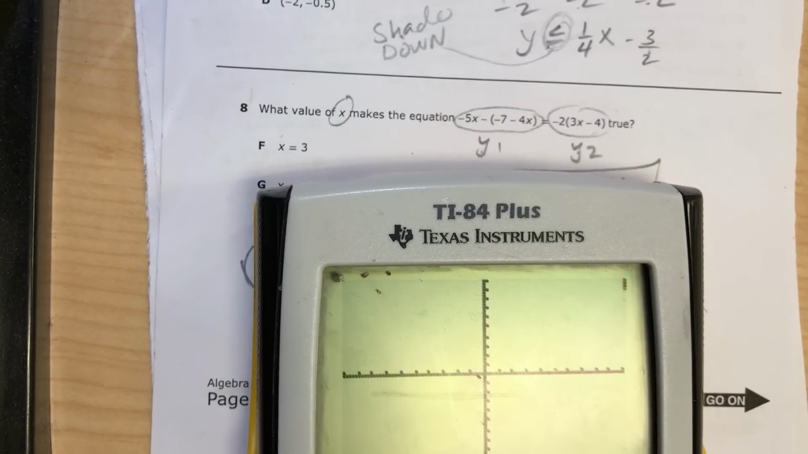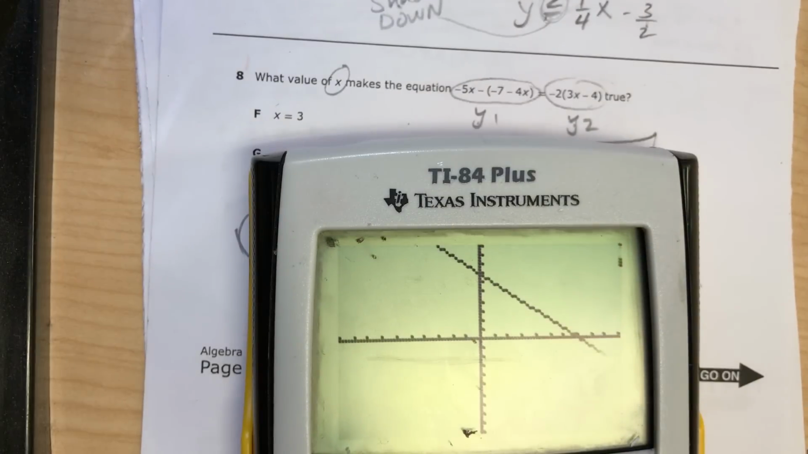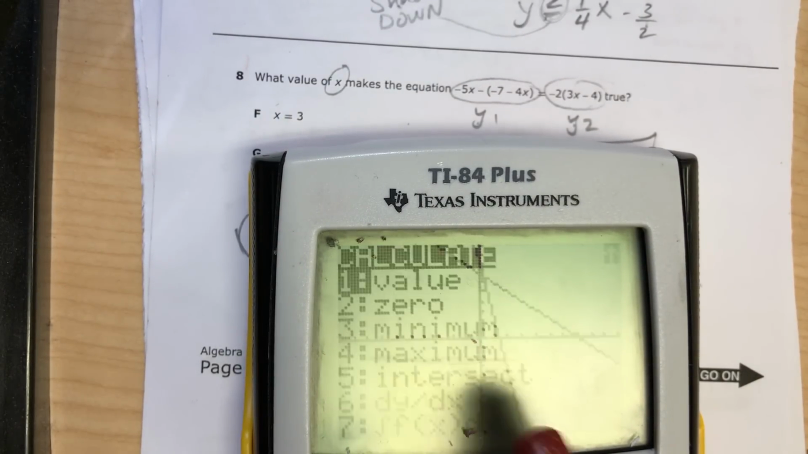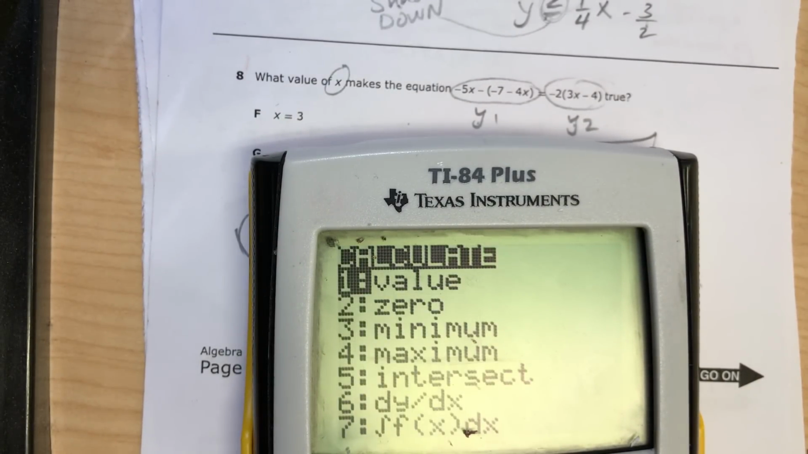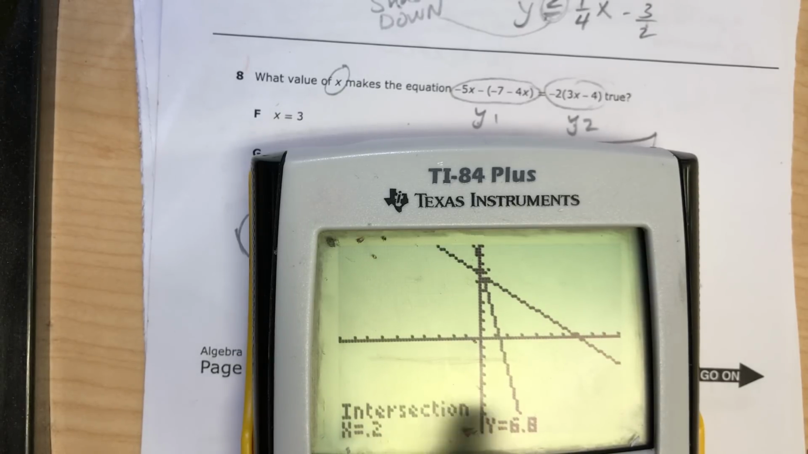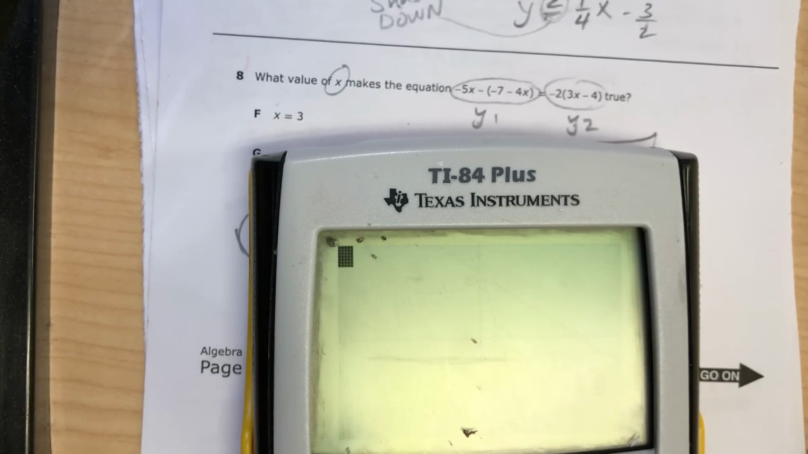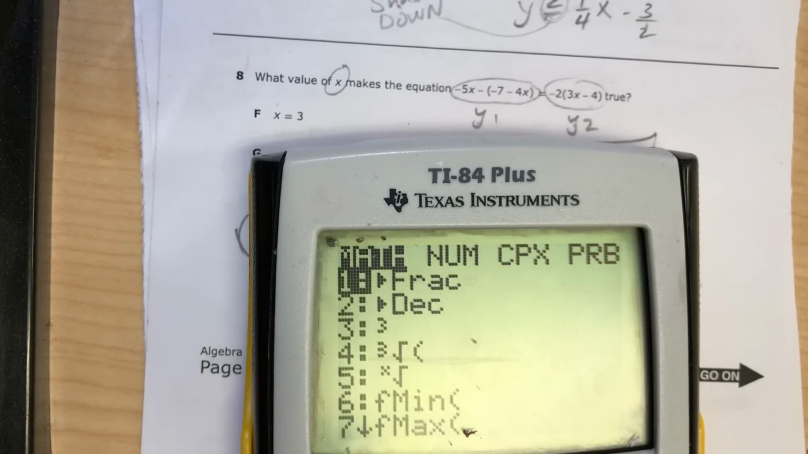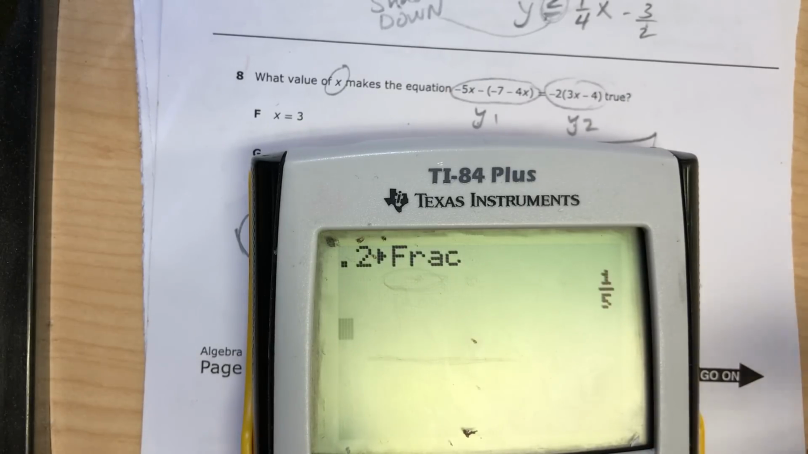We graph it. And now look for the intersection, and that command is second. Hit the trace button, and then hit the intersect, which is 5, and just hit the enter button 3 times. When you do that, you get 0.2. Well, that is the same thing as 1/5, and if you're not sure, you can do 0.2, math, hit the math button, and then hit frac, and it gives you 1/5.